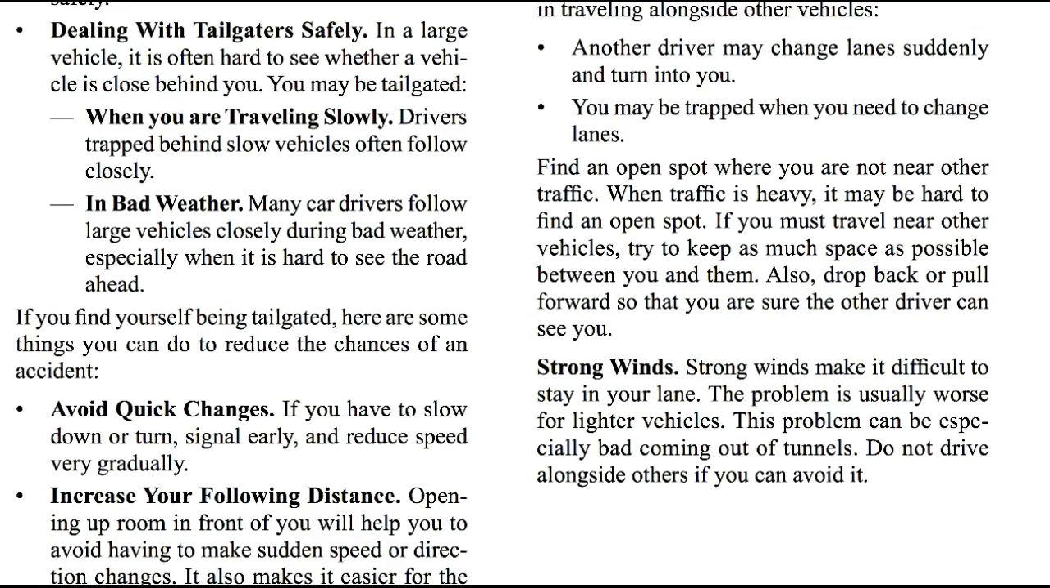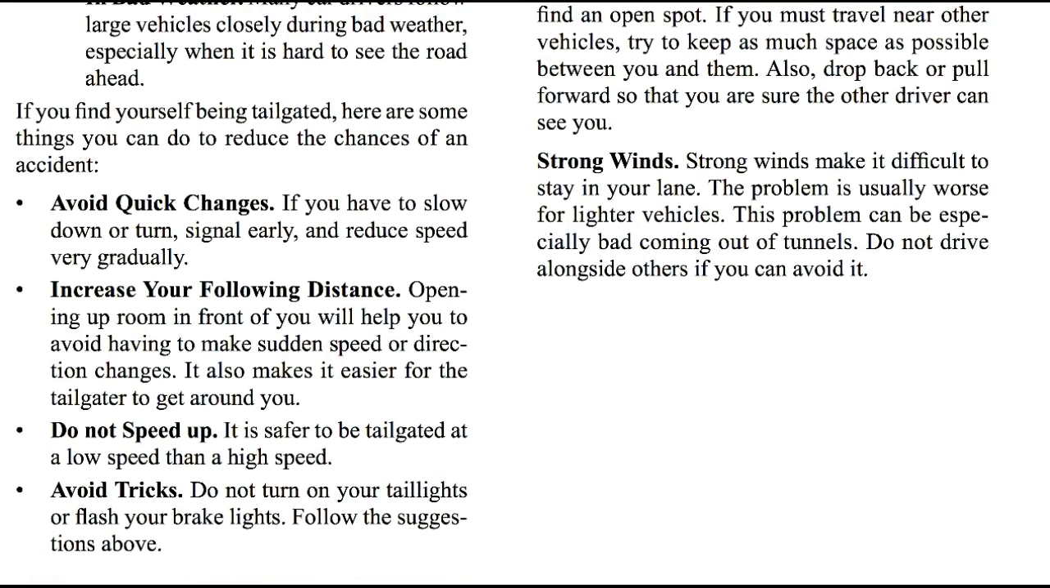Now, dealing with tailgaters. In a large vehicle, it is often hard to see whether a vehicle is close behind you. You may be tailgated when you are traveling slowly. Drivers trapped behind slow vehicles often follow closely. Many car drivers follow large vehicles closely during bad weather, especially when it is hard to see the road ahead. If you find yourself being tailgated, here are some things you can do to reduce the chances of an accident. Avoid quick changes.